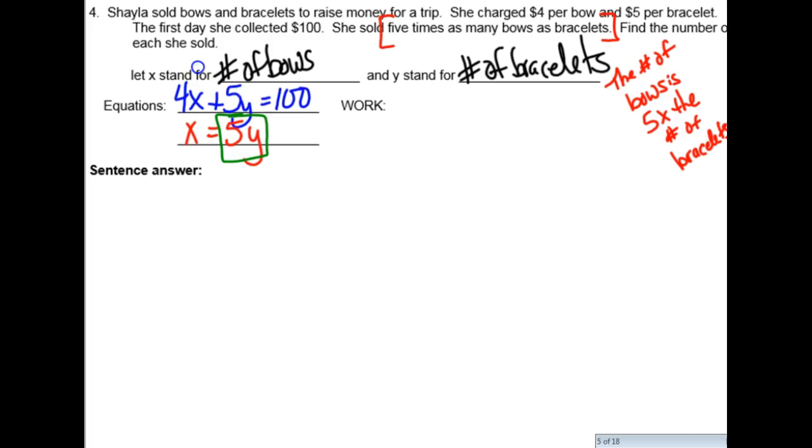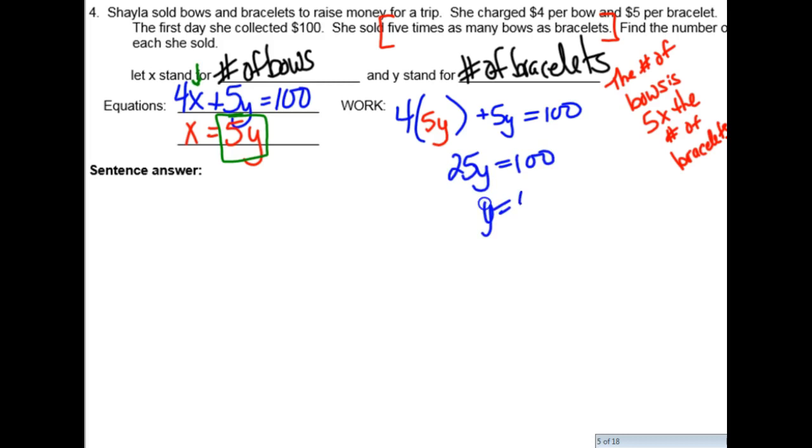X equals 5y, so you're going to plug that in right there. This top equation for my substitution works as 4 times 5y plus 5y equals 100. So 20y plus 5y is 25y equals 100. So y equals 4. And plugging that into the substitution box here gives me x equals 20.